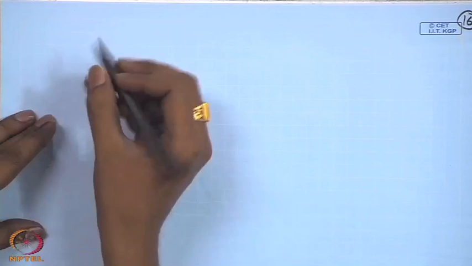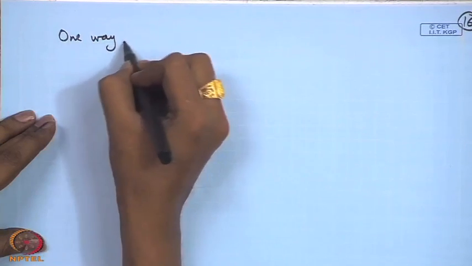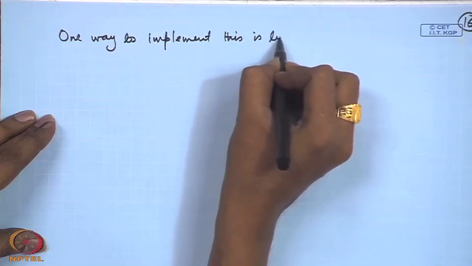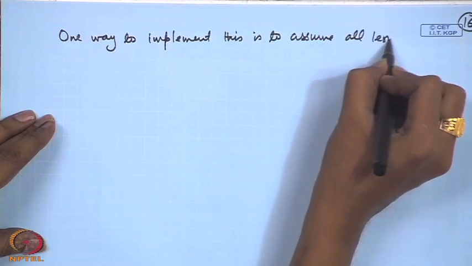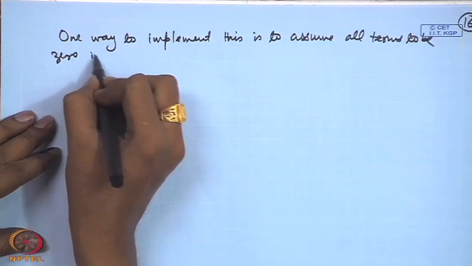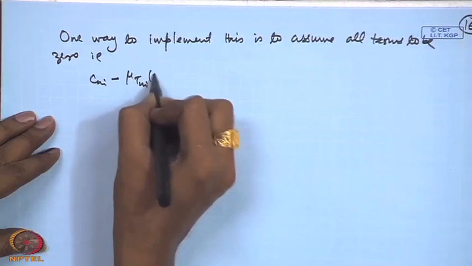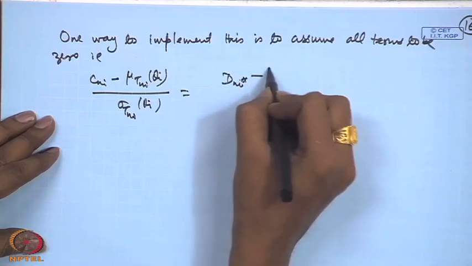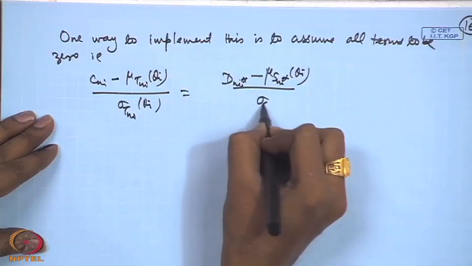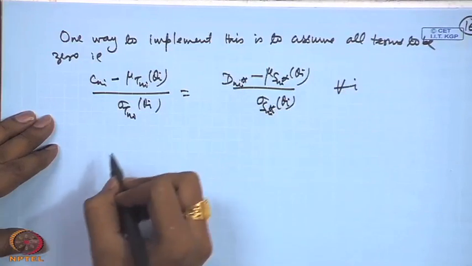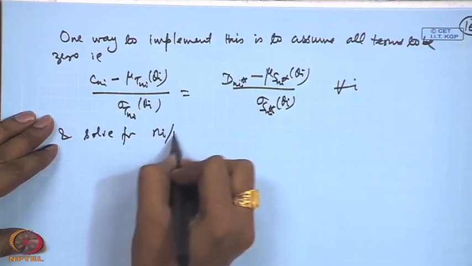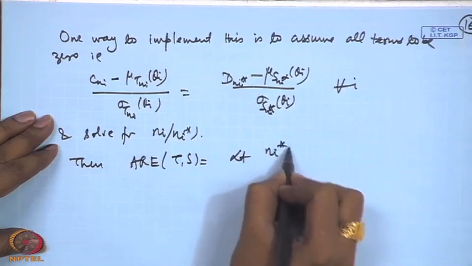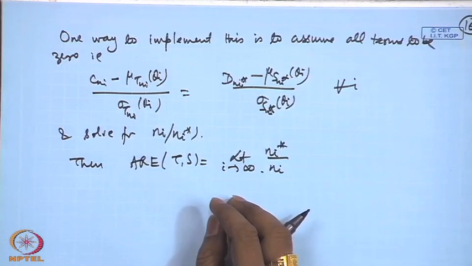Okay, so one way to implement this is to assume all terms to be 0, that is C n I minus mu T n I theta I divided by sigma T n I theta I is equal to D n I star minus mu S n I star theta I divided by sigma S n I star theta I for all I and solve for n I star by n I. Then ARE of T with respect to S is equal to limit as I tends to infinity of n I star by n I. That is one way.